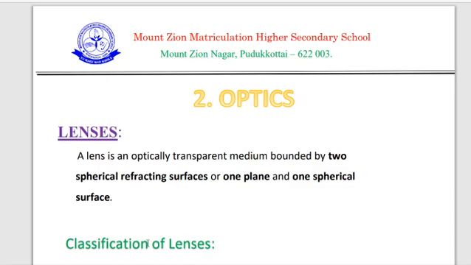Today we have to see lesson 2, optics, page number 16. The learning objectives of today's class are to understand the lens and its types, understand the position, size and nature of the image, refraction through a convex lens, and application of convex lens. First we have to see lens on page number 19.